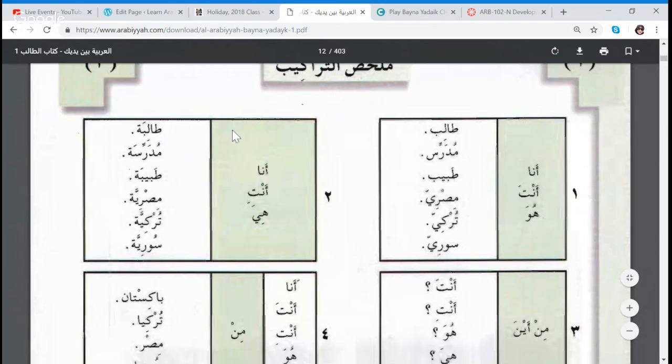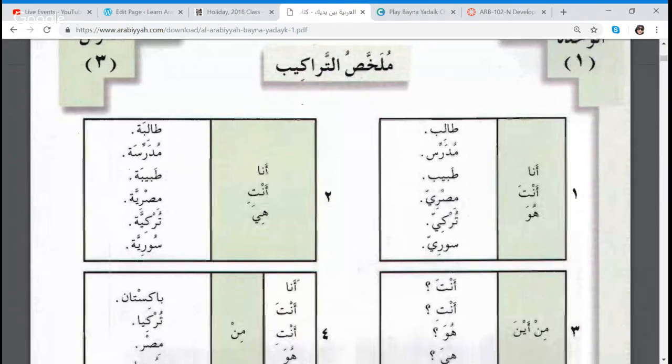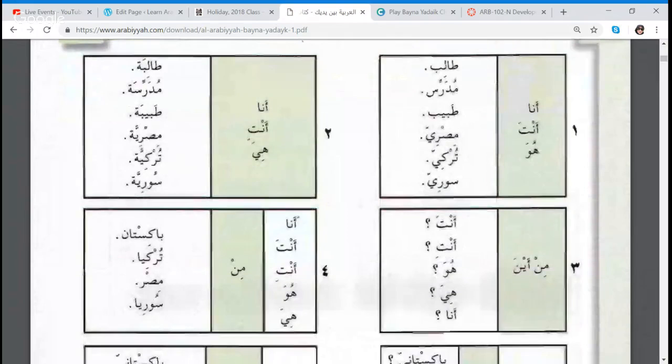Hia Mudarisaton. Hia Tabibaton. Hia Misriaton. Hia Turkiyaton. Hia Suriaton. Very good, exactly. Okay, let's go on. Box number three, Minena.